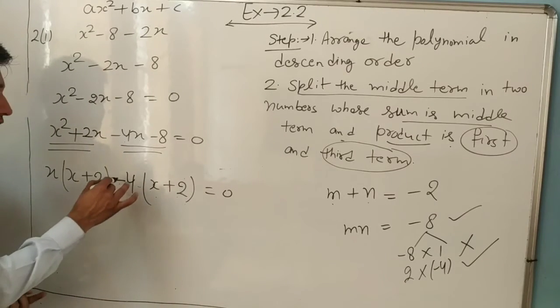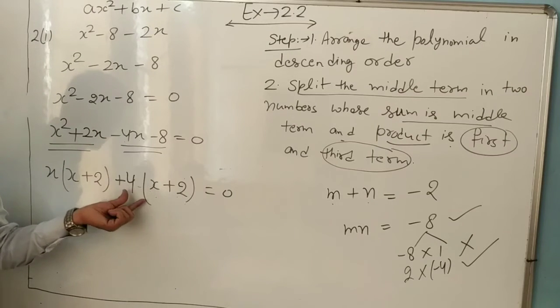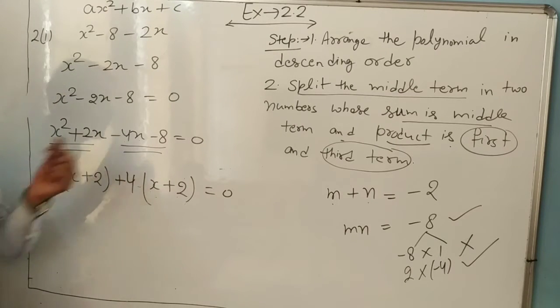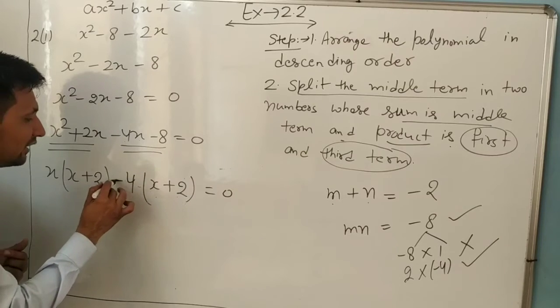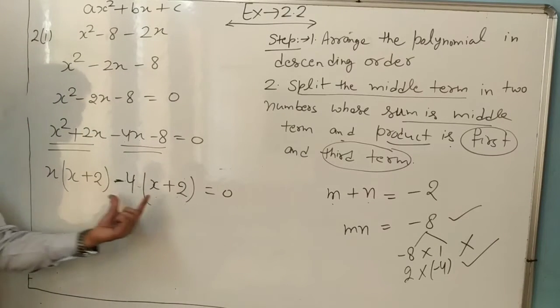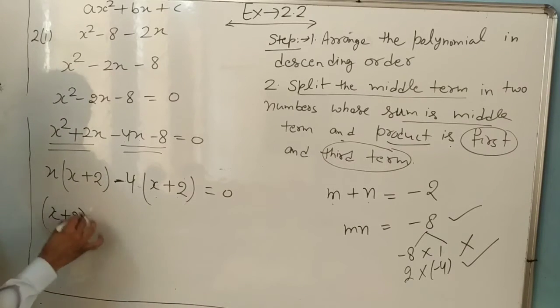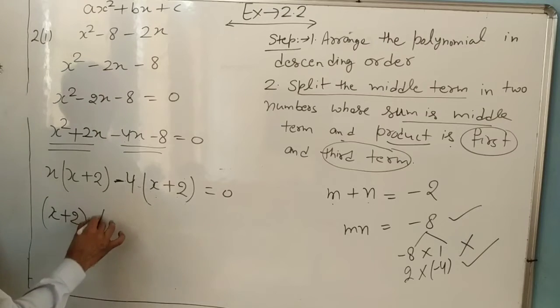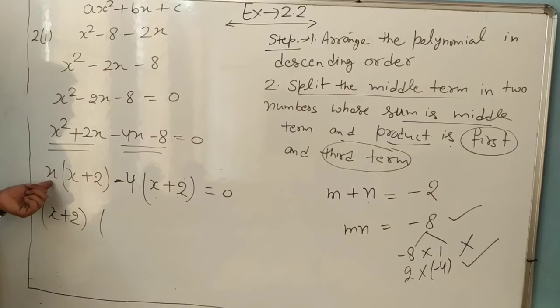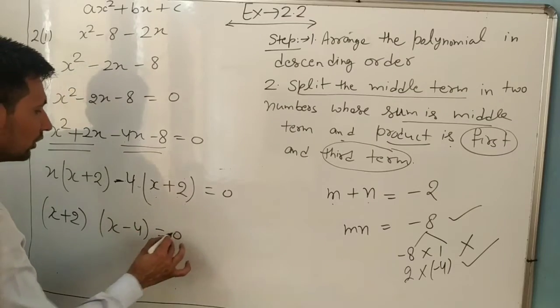Suppose if anyone writes like this, plus 4 into x, 4x, it is positive, but we need negative. So it means our common is different. Now again, from this one and this one, what is common? X plus 2 is common. If we take x plus 2 common, what remains? X, and here remains minus 4, equal to 0.